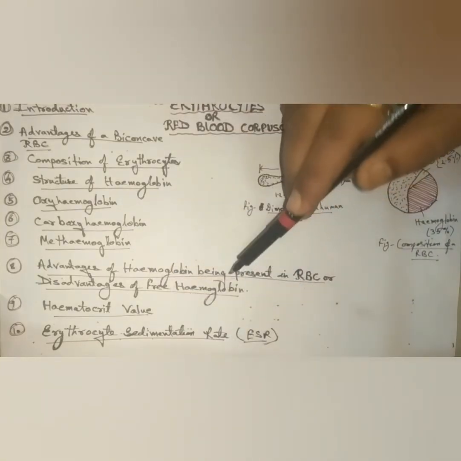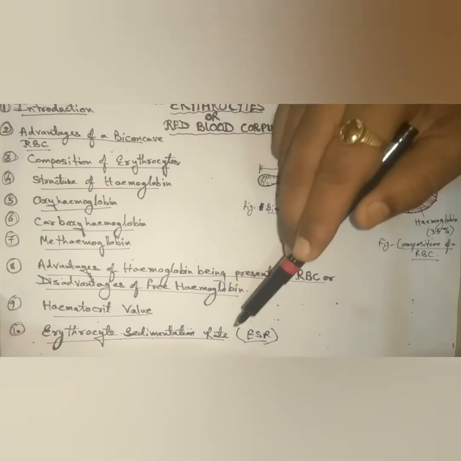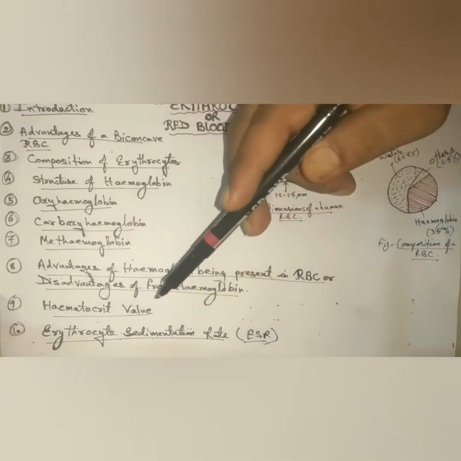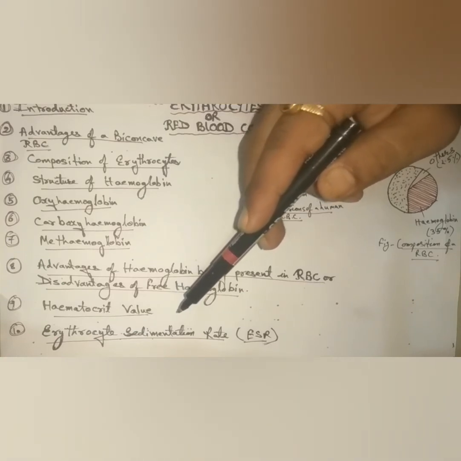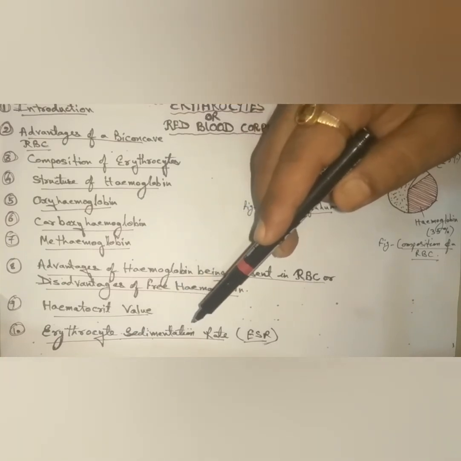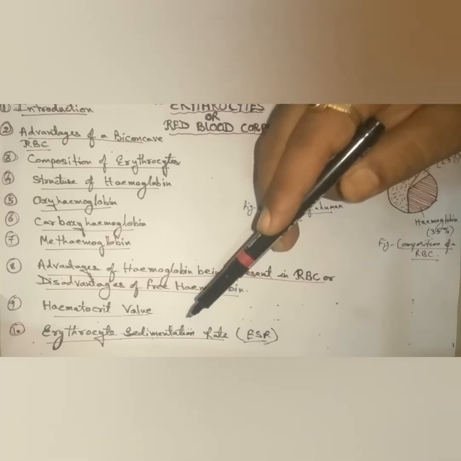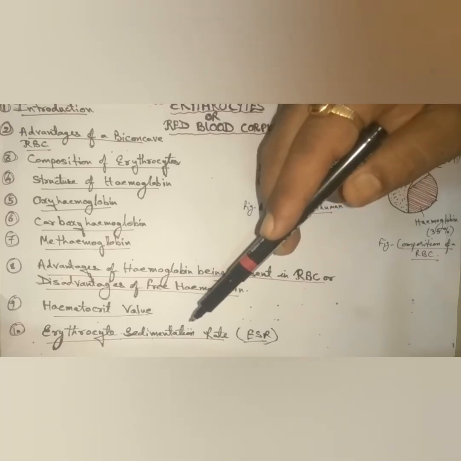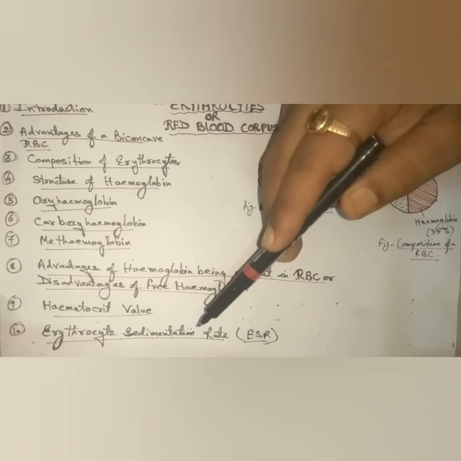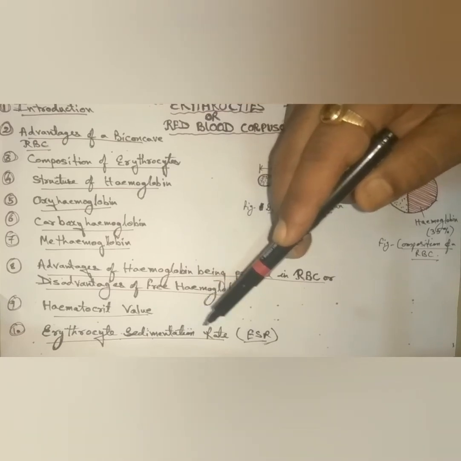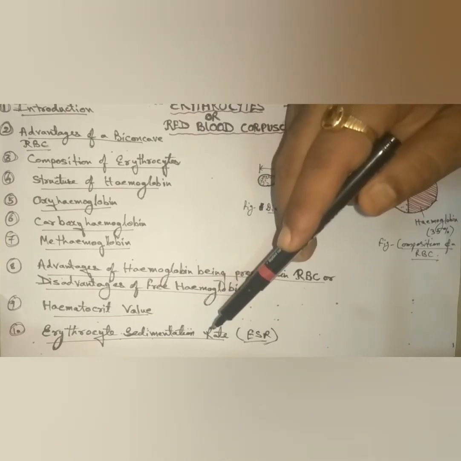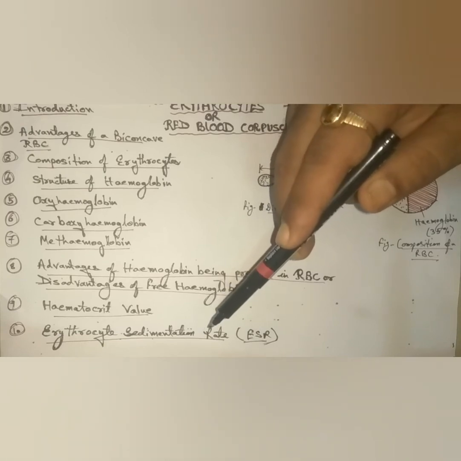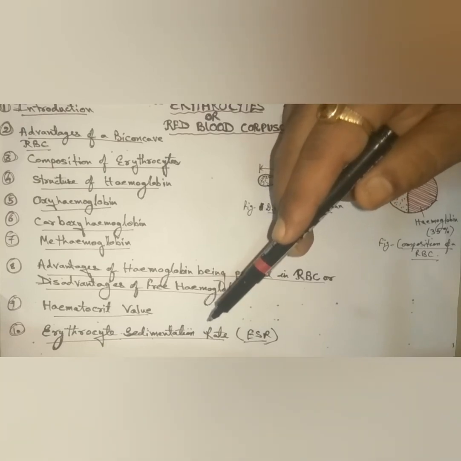Next, hematocrit value. It is the percentage of RBC present in the whole blood. For example, a hematocrit value of 45 means that there are 45 ml of blood cells in 55 ml of plasma. It is estimated by centrifuging the blood at a high speed. Normal hematocrit value for a man is about 47 plus or minus 5, and for a woman is about 42 plus or minus 5.